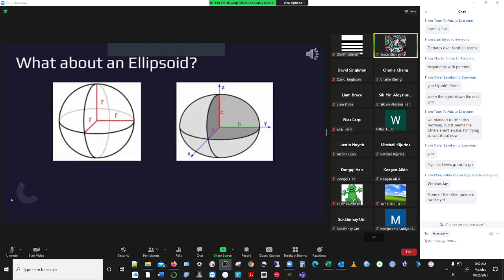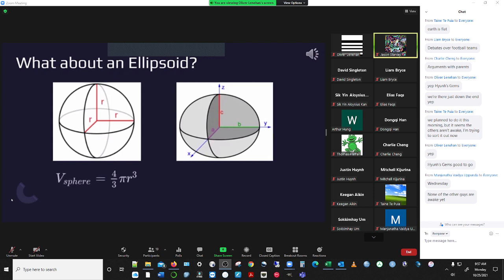So what about an ellipsoid? You could say its shape is similar to a sphere in terms of their round nature, but how are they actually related to one another? Given the volume of a sphere, 4/3 pi r cubed, you can see it is only dependent on its radius r, as the set of all points on the sphere's surface is equidistant from its center.